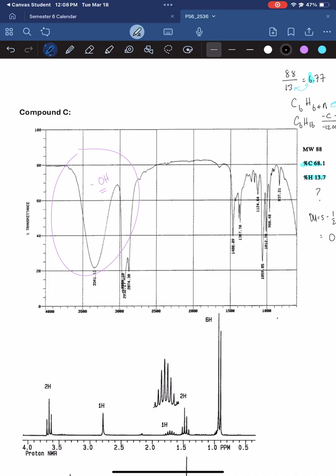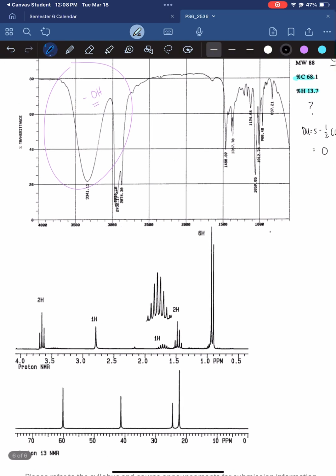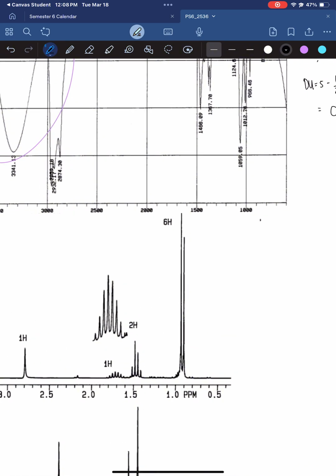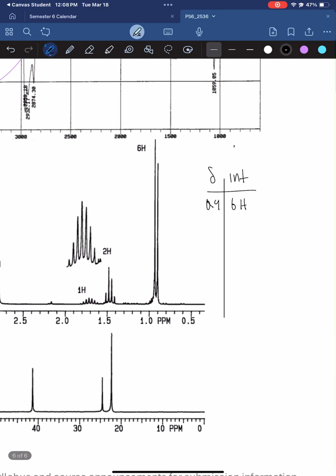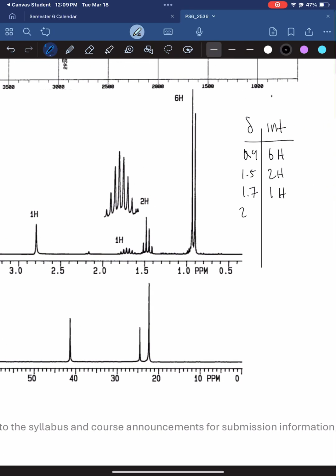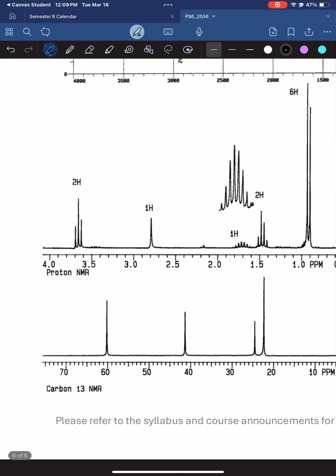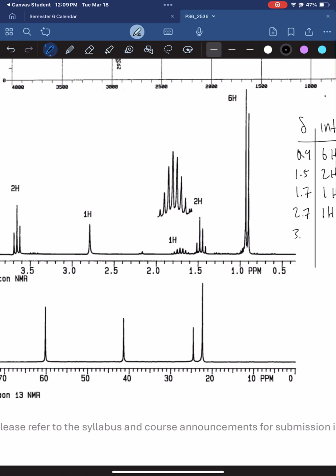So now let's look at the proton NMR. We're given a whole lot of peaks. So let's start taking this one by one by making an integration table. Okay, we have a peak at 0.9 of integration of 6. We can assume that it's probably going to be a methyl group. We have an integration of around 1.5, 2 hydrogens. Integration of 1.7, 1 hydrogen. Integration of 2.7, 1 hydrogen. Integration of 3.6, 2 hydrogens.